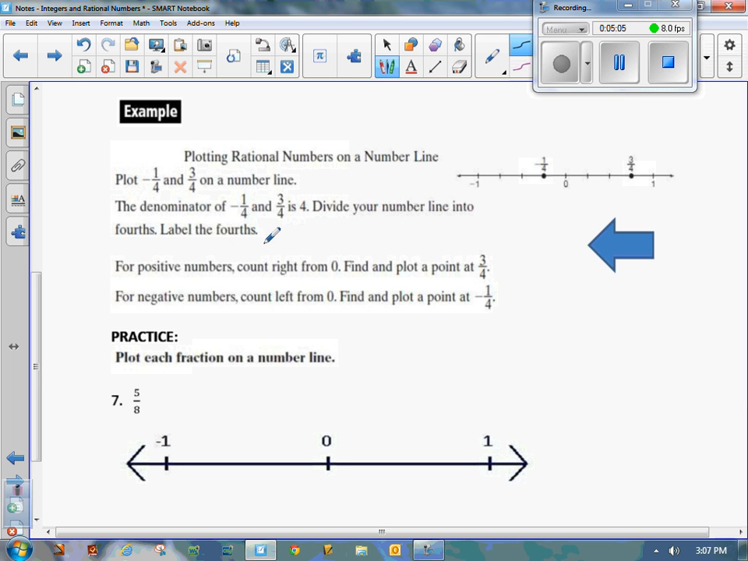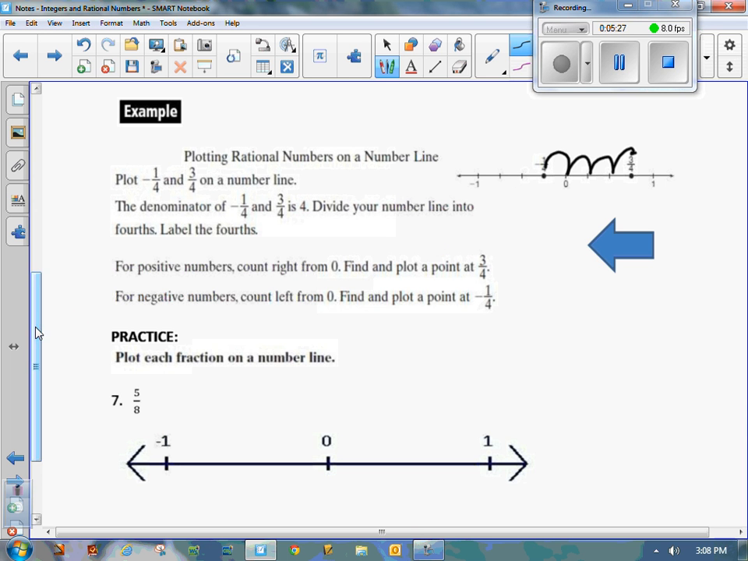For the positive numbers, you're going to count right from 0 and plot a point at 3/4. So they'll start here, and then they go 1, 2, and 3 out of the 4 would be where 3/4 is. For negative numbers, count to the left from 0 and plot at negative 1/4. Negative 1, and remember they're in 4 sections, so it's negative 1/4.